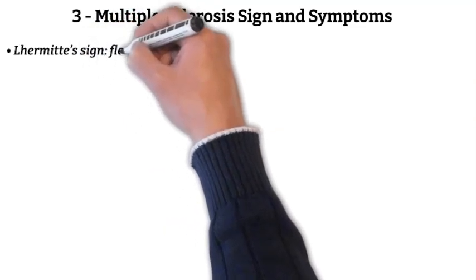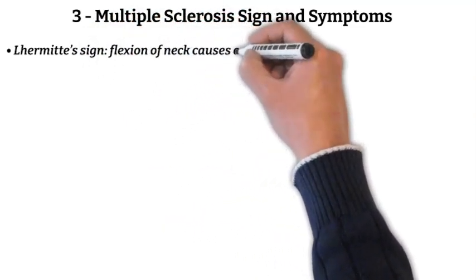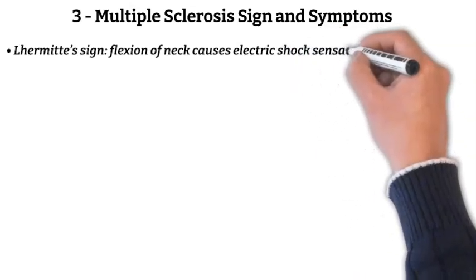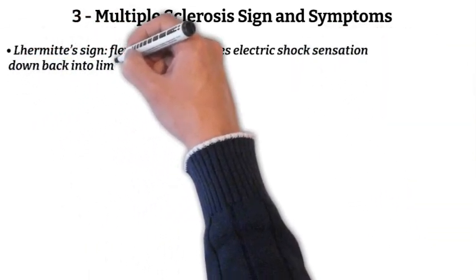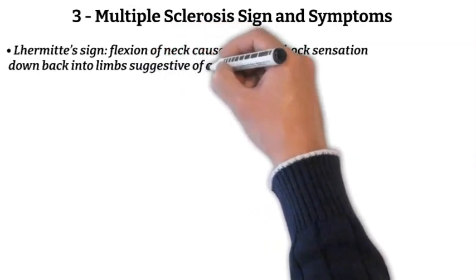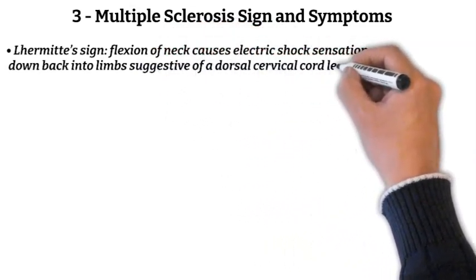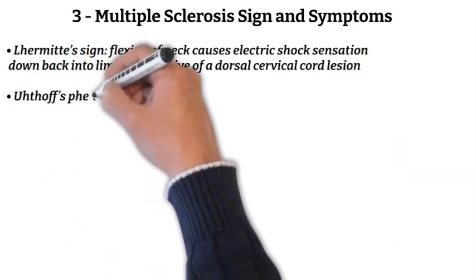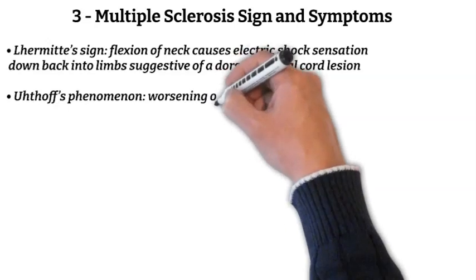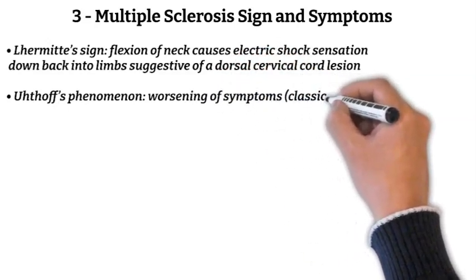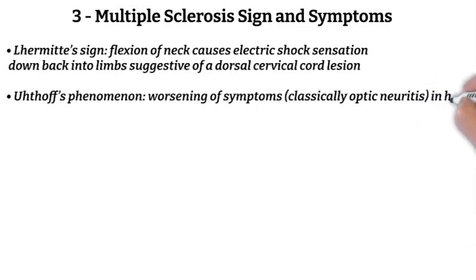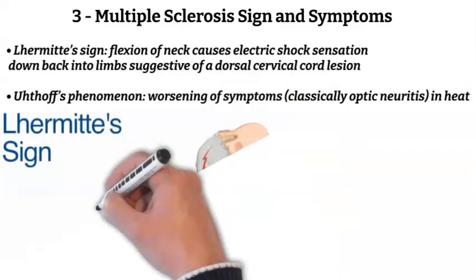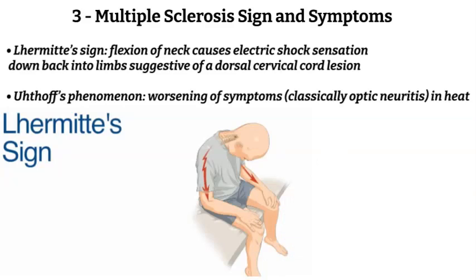For this, remember there is a special sign called Lhermitte's sign. When the patient flexes his neck, there will be an electrical shock sensation radiating to the limbs, upper limbs, and also lower back. Uhthoff's phenomenon is when specific symptoms get worse when the temperature is warm, like in heat; the optic neuritis gets worse. This is Lhermitte's sign. If you see the electrical shock radiating to the limbs or upper limbs.